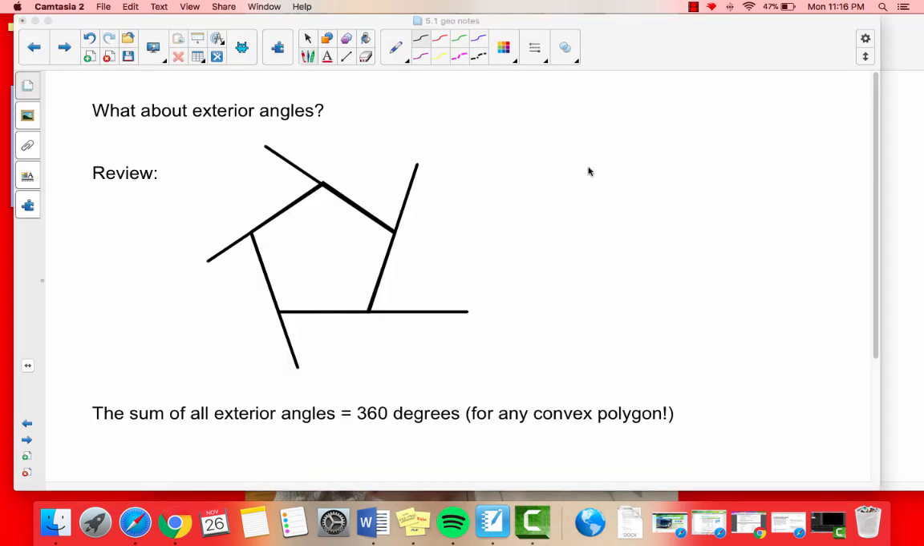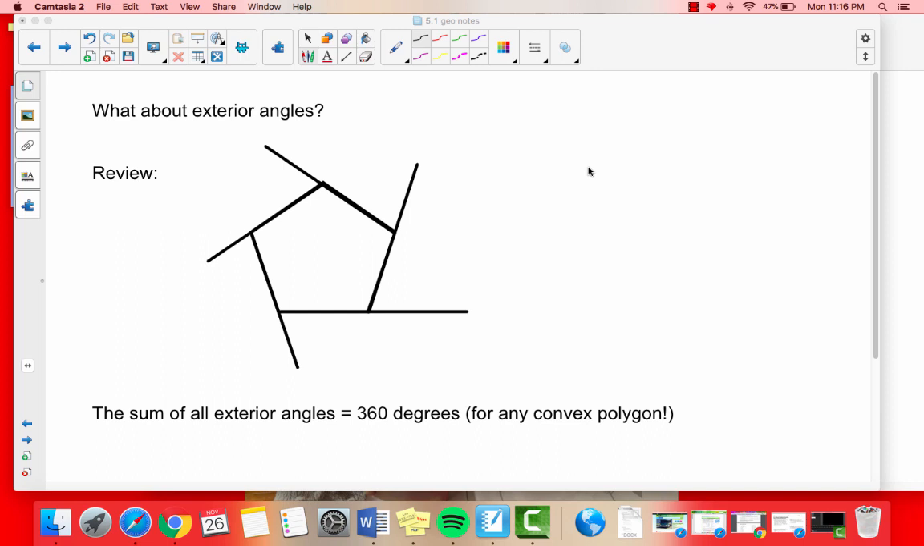The final part of this section is about the exterior angles. As a reminder from the last chapter, exterior angles are found by extending the sides of a polygon. So I have a pentagon here in this picture, and I've extended all 5 sides to create my 5 exterior angles. And the most important thing you need to know about exterior angles is that their total, or their sum, is always going to be equal to 360 degrees.